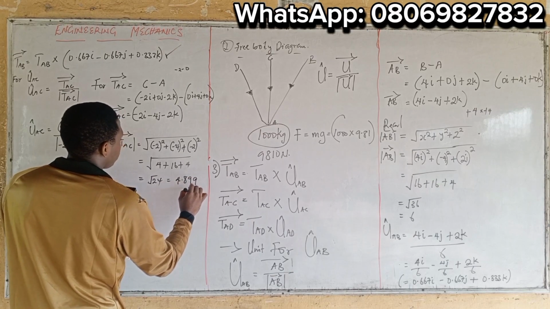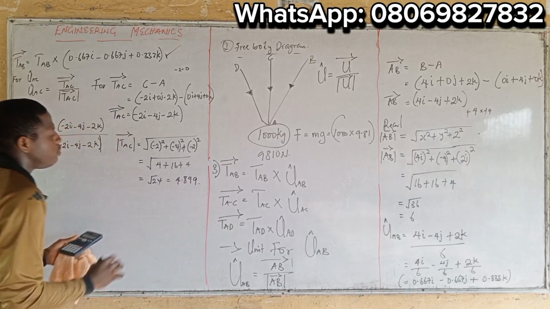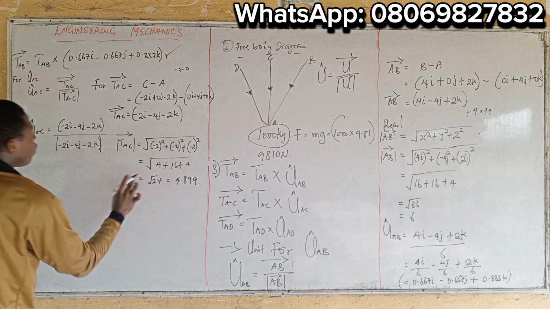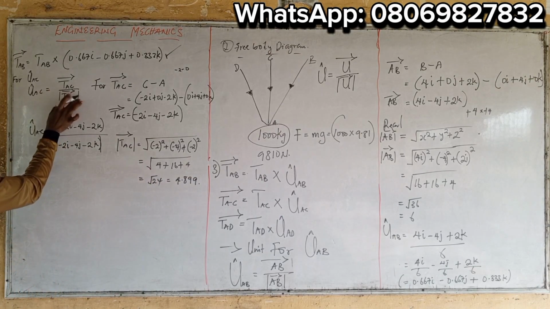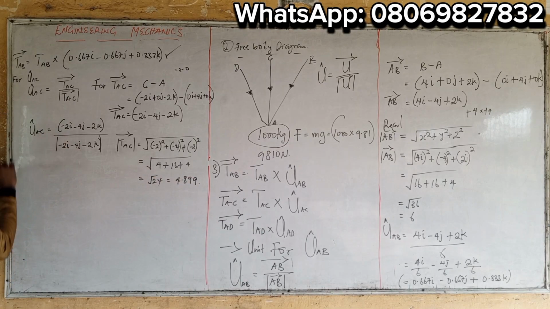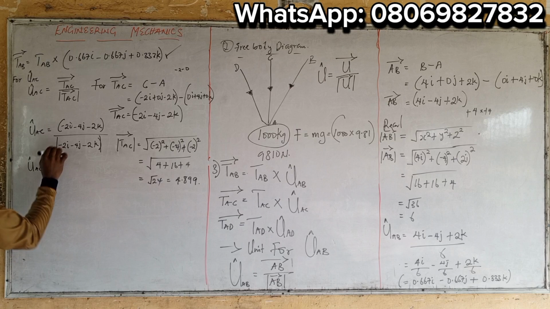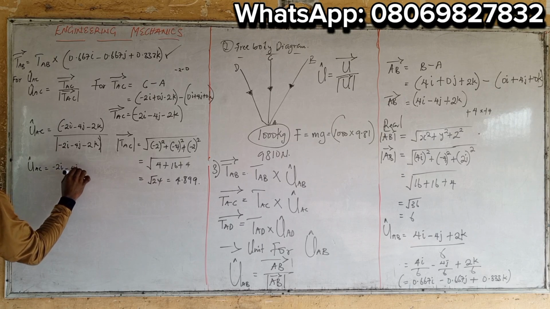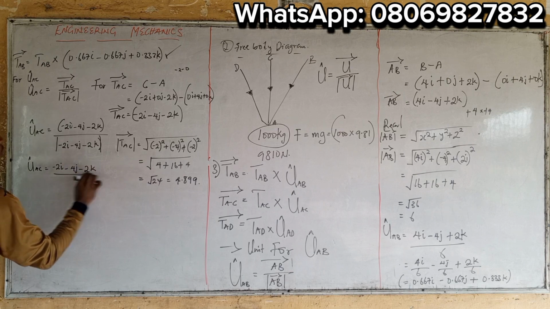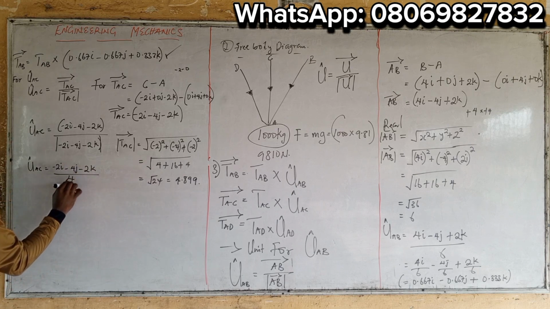4.899. I told you 3 dp. So this is the magnitude for your tension AC. So take down this magnitude to this equation we have here. So your unit vector for AC will simply give us what? Minus 2i minus 4j minus 2k, all divided by 4.899. What do you do? I told you simplify this further.